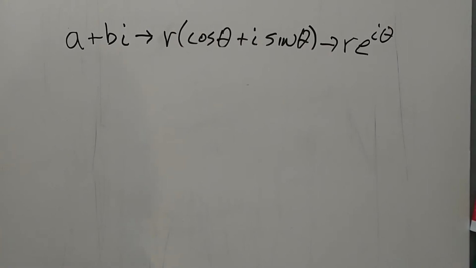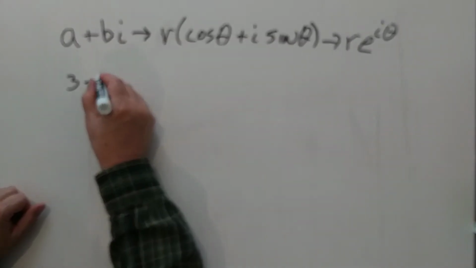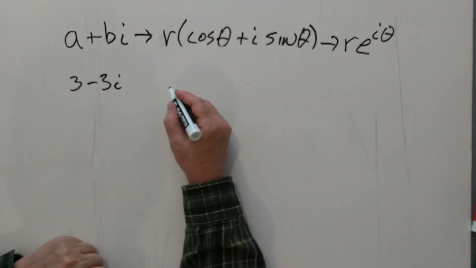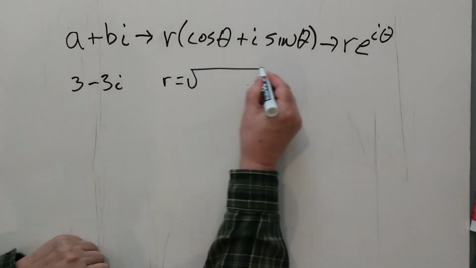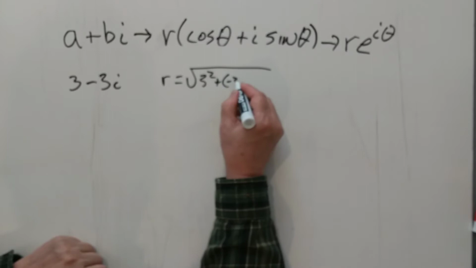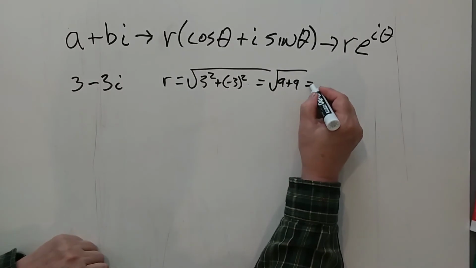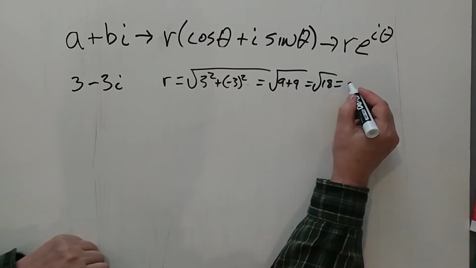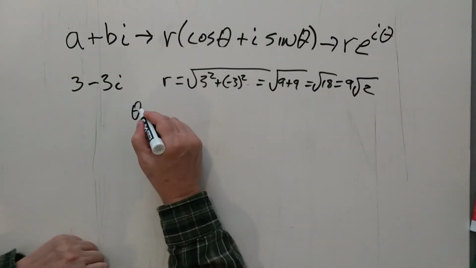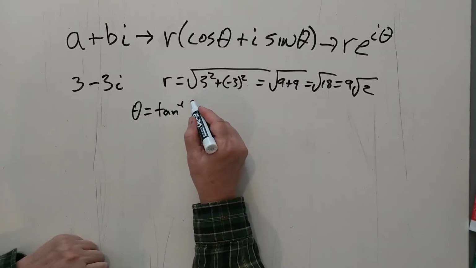Let's take a look at this one. 3 minus 3i. Okay, to find the radius, it'll be the square root of 3 squared plus negative 3 squared, which is the square root of 9 plus 9, which is the square root of 18, which simplifies to 3 square roots of 2. Now we'll find theta. Theta is the inverse tangent of negative 3 over 3.